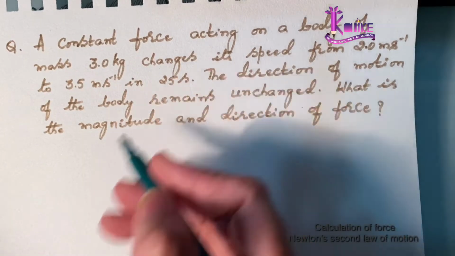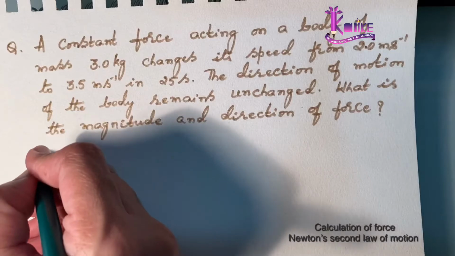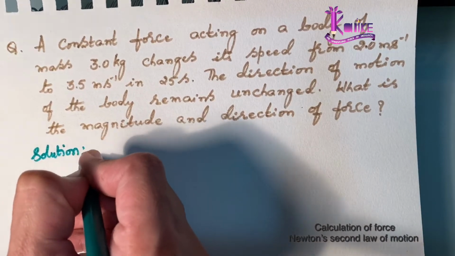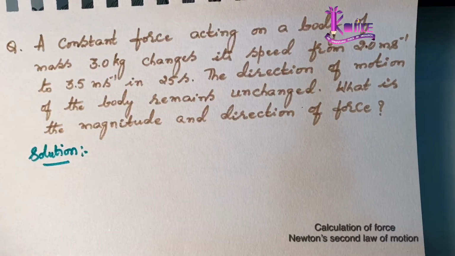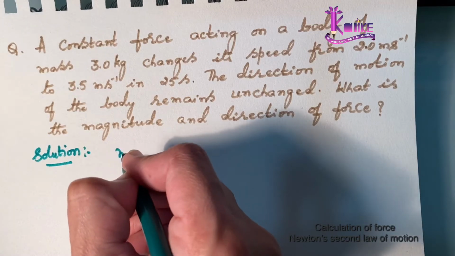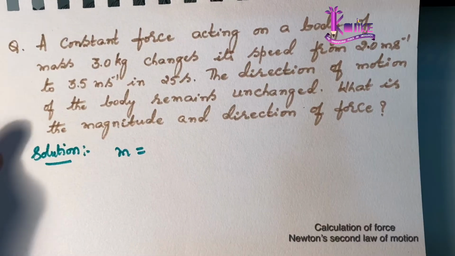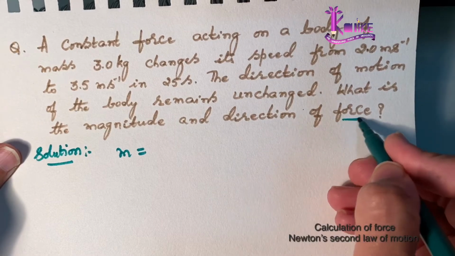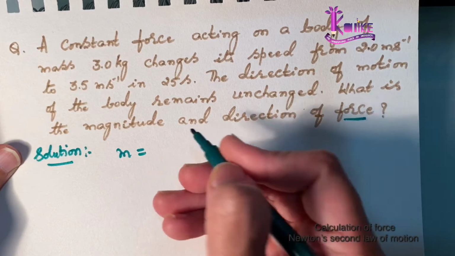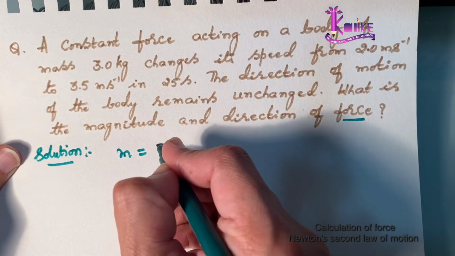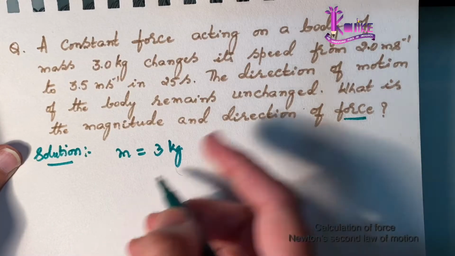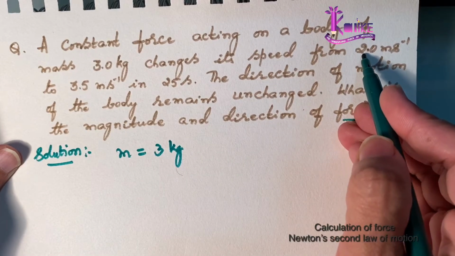Most of the quantities are known, right? So let's first write them down to know what is unknown so that we can find that out. Now it says a constant force is acting on a body of mass 3 kg. So F is unknown, in fact, that is what you have to find out. The force is constant, it's not a variable force, and the mass is 3 kg. That's given.